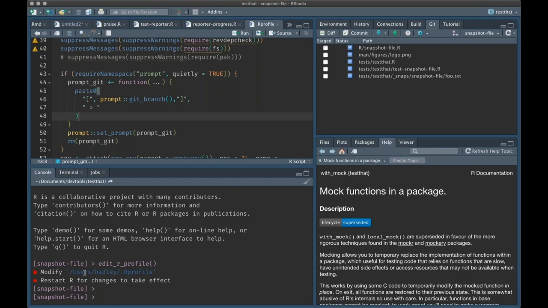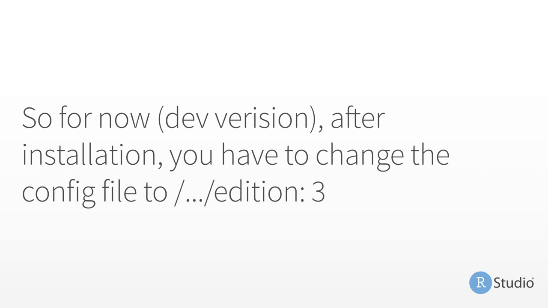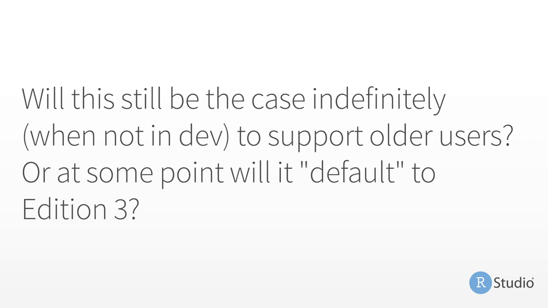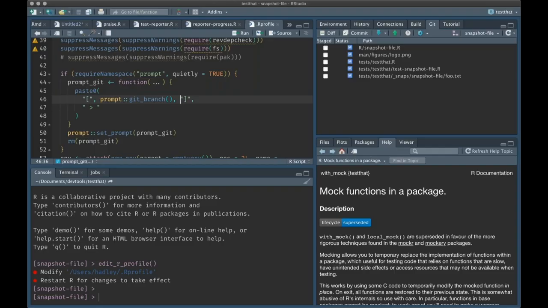So it automatically stays up to date as you change the branch. Okay, so the last question, I think it's a good one to close on, is to think about the long-term game plan with this edition idea. So this person says, for now, in the dev version, after I install it, I have to change this config entry in description. Will this still be the case indefinitely when it's the released version, or at some point will it default to edition 3 and someone might have to opt into edition 2? I don't see any way to change the default edition from 2 without breaking hundreds of CRAN packages. So I think that implies that the default version will always be 2.